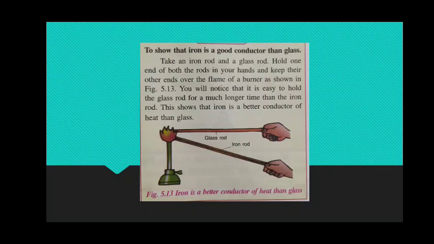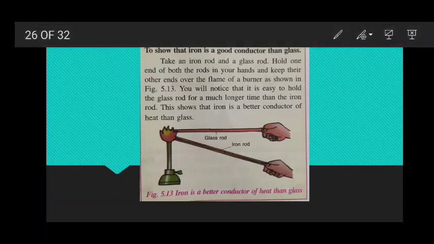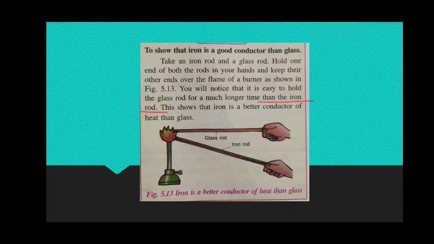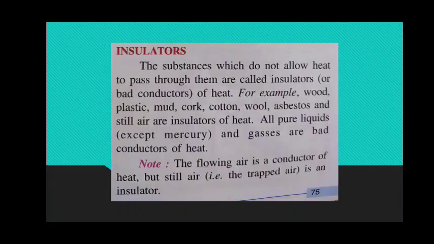For example, this activity is very clear. Take an iron rod and a glass rod. Clear? Hold one end of both rods in your hand and keep their other ends over the flame of the burner. You will notice that it is easy to hold the glass rod for a much longer time than the iron rod. Why? Because iron is a better conductor of heat than glass. Clear? Now, the next is the insulator.